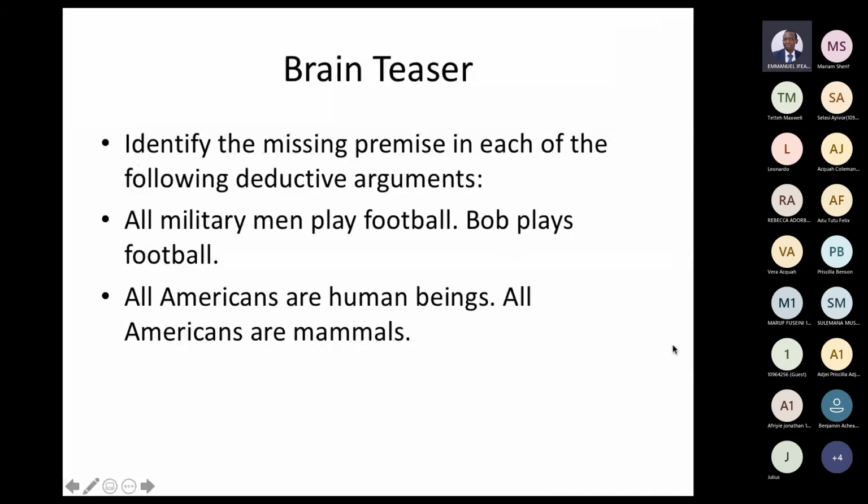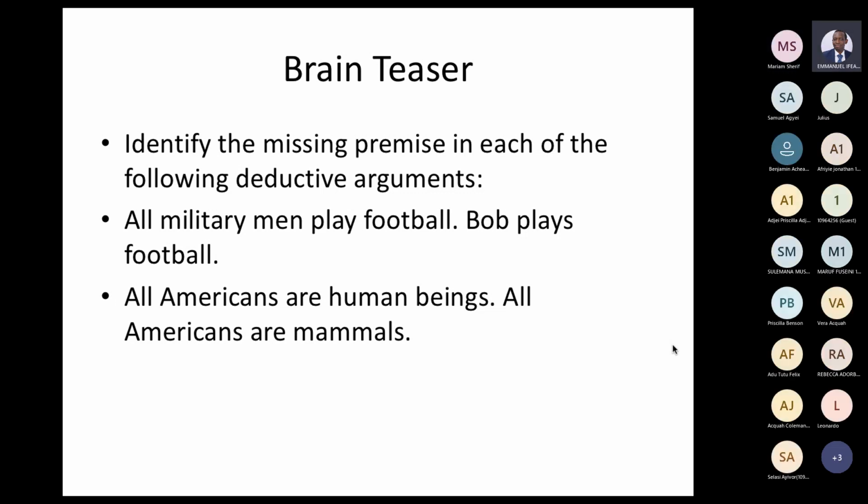All military men play football. Bob plays football. What is the missing premise? Bob is a military man. That's correct. So all military men play football. Bob is a military man, which affirms the antecedent. Therefore, Bob plays football. So that's a valid argument.